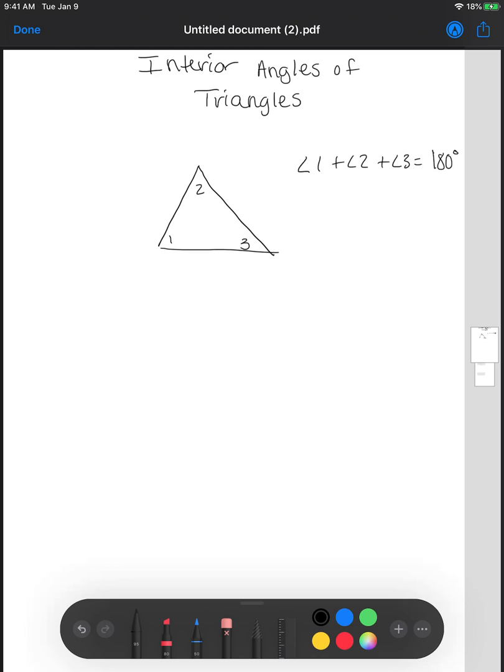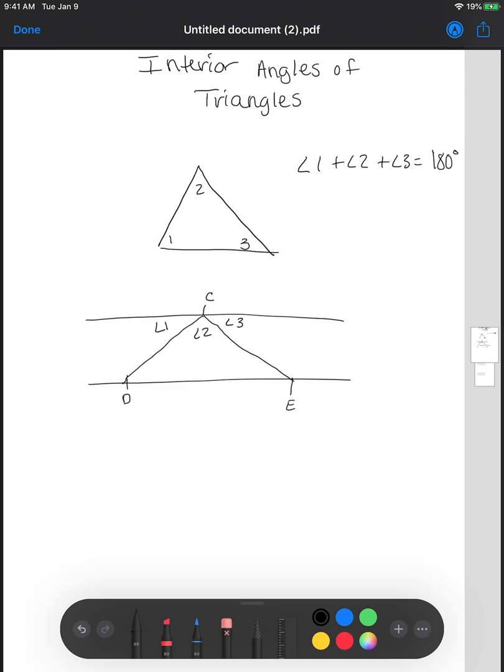So let us say that we have those parallel lines from the last lesson, and we have a transversal kind of like that, and then we're going to have another transversal this way that forms a triangle, right? And we're going to call this one D. We're going to call this one E. My lines are shaky today. And we're going to call this one C, those angles. We're going to call this angle 1, angle 2, and angle 3.